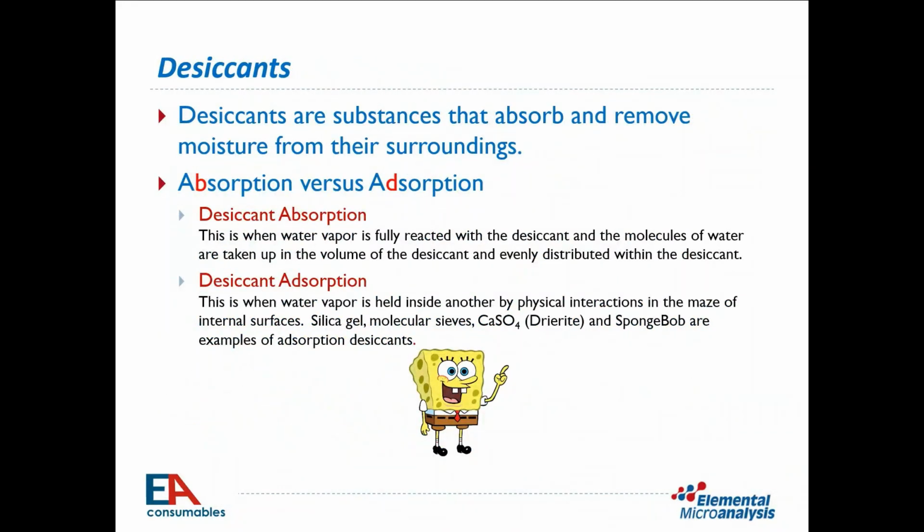Which brings us to chemical desiccants. So there are two basic types of desiccants: absorption desiccants and adsorption desiccants. So absorption is when the water is reacting chemically with the desiccant itself, versus adsorption, where the water vapor is held inside another material by a physical interaction. It's sort of in the maze of its internal surfaces. Silica gel, molecular sieves, calcium sulfate, which is the material of Drierite, and Sponge would be examples of the adsorption process.